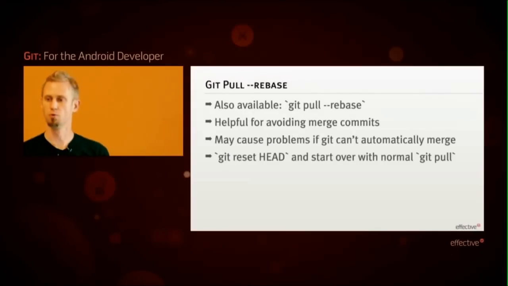So you can do git pull rebase instead. That's something that I usually do. But because Git doesn't have two parents to merge, it only has one parent to merge, it can't do as good of a job of merging. So sometimes it runs into problems, and I just have to start over and just do a regular pull instead. So that's something that you might need to do. But yeah, I recommend using git pull rebase when you can, because it keeps things a little bit cleaner.